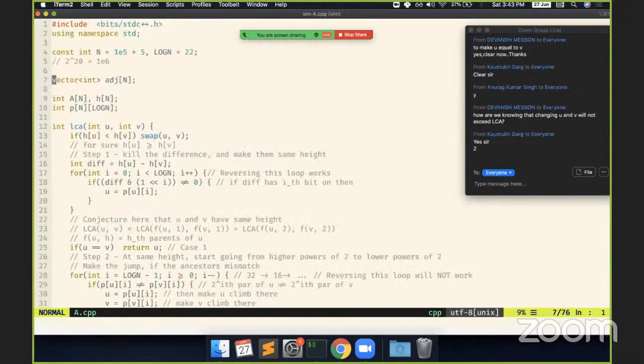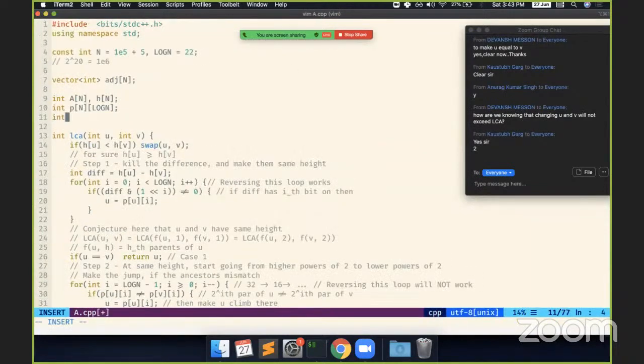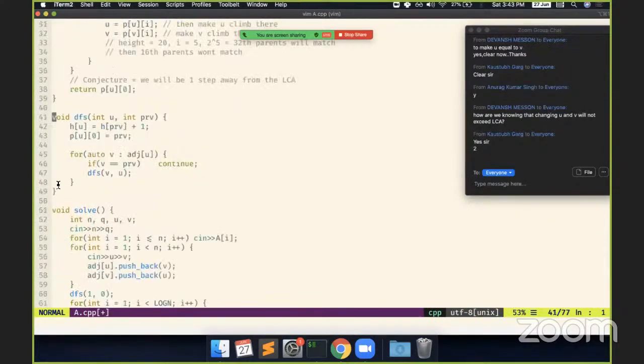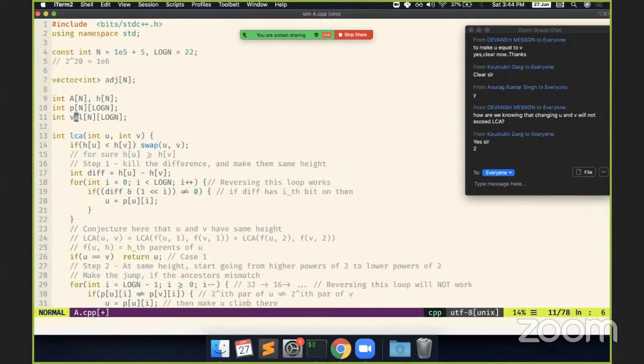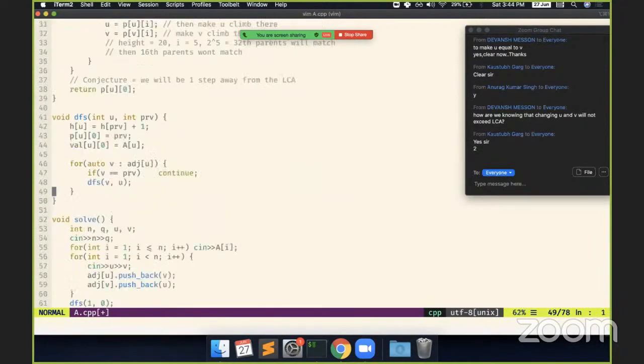Yeah. Okay. Now we calculate the val array also. I'll add the val array and just show you how it will work. So first, how will the base case look like? Val U0 will be A of U. Val, what does val denote? Okay, remember that. The aggregate on that path. Correct? The aggregate on that path. Now, so val U0 will denote A of U. The remaining DFS will look exactly the same.